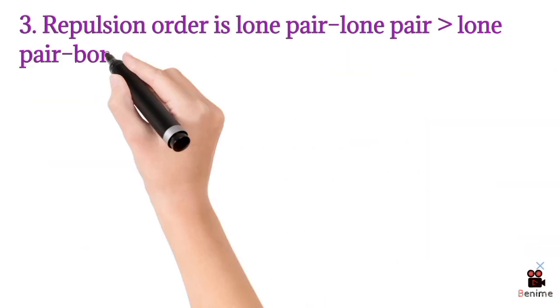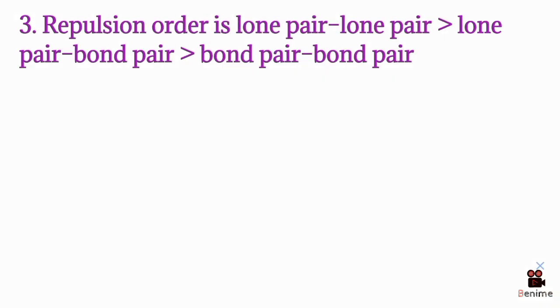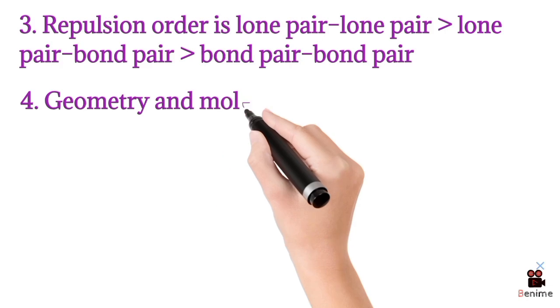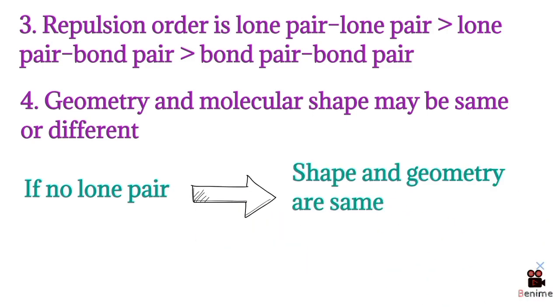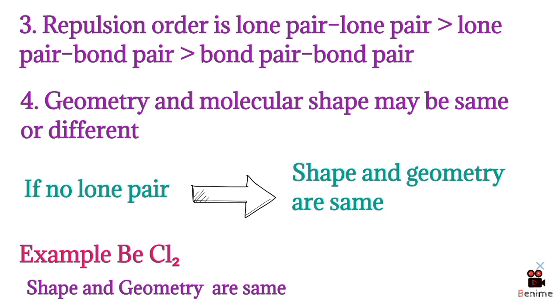The order of repulsion is lone pair-lone pair repulsion is greater than lone pair-bond pair repulsion, and lone pair-bond pair repulsion is greater than bond pair-bond pair repulsion. The geometry and molecular shape of the same molecule may be the same or different. If a molecule has no lone pair, then it will have the same shape and geometry. For example, BeCl2 has no lone pair of electrons. It has only 2 bond pairs. Its shape and geometry both are the same, meaning linear.